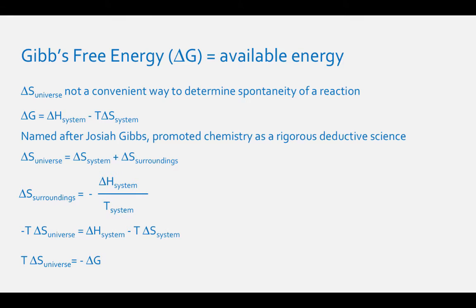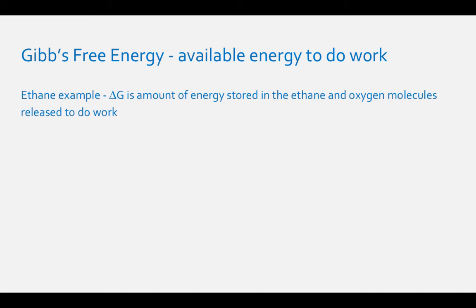Remember our rules of delta S of the universe determining spontaneity? What do you think this means for our delta G determining spontaneity? We will discuss this soon. Another way to think about Gibbs free energy is that it is the available energy to do work. For our ethane example, the Gibbs free energy is the amount of energy that is stored in the ethane and oxygen molecules ready to be released to do work.